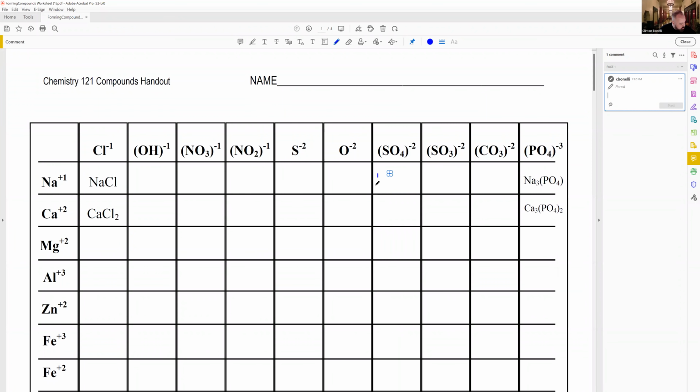Same thing here. Sodium is going to take on this radical's charge as its subscript, and then SO4 is going to take on sodium's subscript, which was 1. So if you really wanted to, you could draw 1 down here. I'm out of my space, but you could if you wanted to. Notice the 4 didn't change. The 4 is within the parentheses. It's a necessary component of the radical itself.